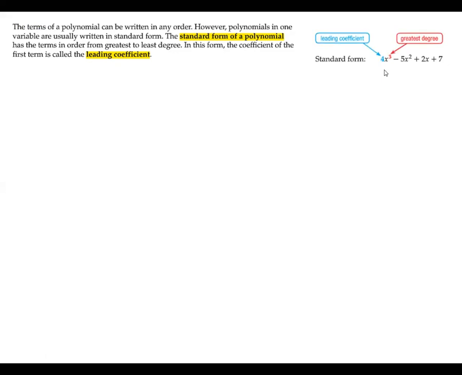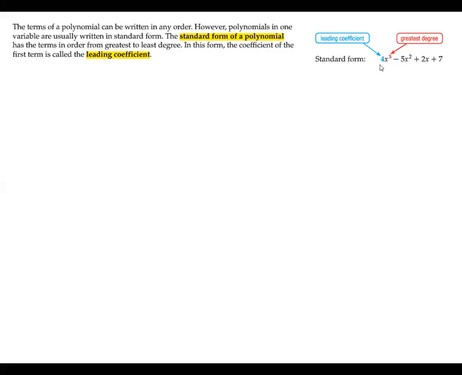So if you look at this expression here, 4x cubed minus 5x squared plus 2x plus 7, this polynomial is a quartic polynomial because it has 4 terms. Its degree is 3, so it's a third degree quartic polynomial. And the leading coefficient is 4. Notice that the degrees go in decreasing order. This is x cubed, x squared, x to the first, and then your constant is last.